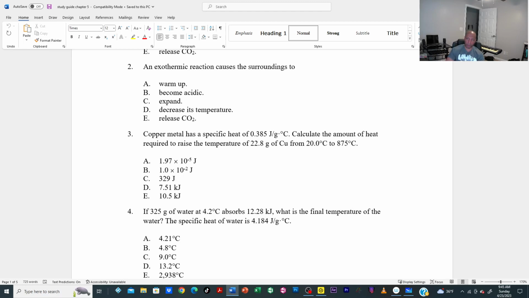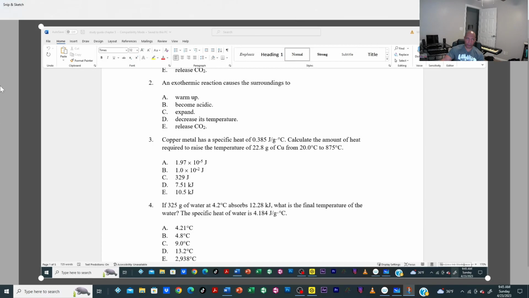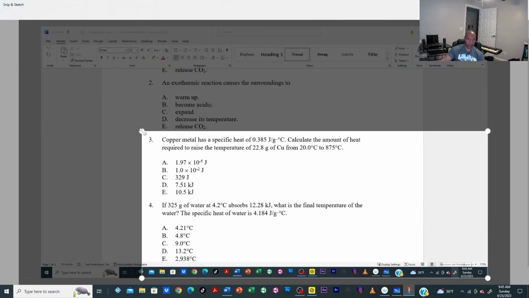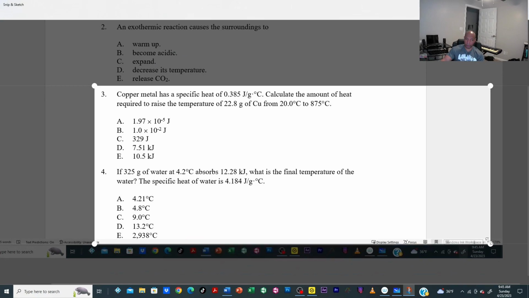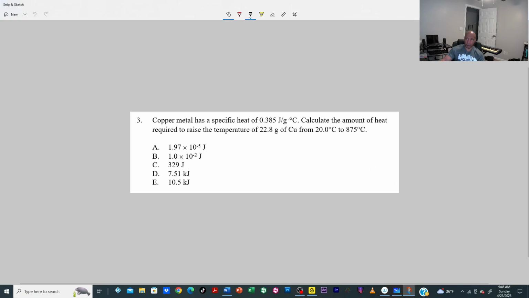Number three says copper metal has a specific heat of 0.385 joules per gram per degree Celsius. Calculate the amount of heat required to raise the temperature of 22.8 grams of copper from 20 degrees Celsius to 875 degrees Celsius. I'm going to go ahead and snip this, and I'm going to go to my whiteboard.